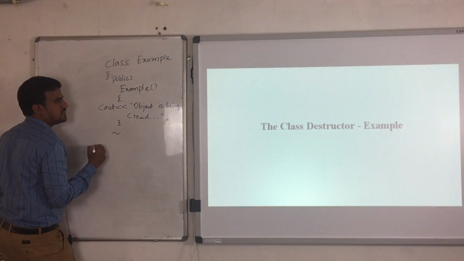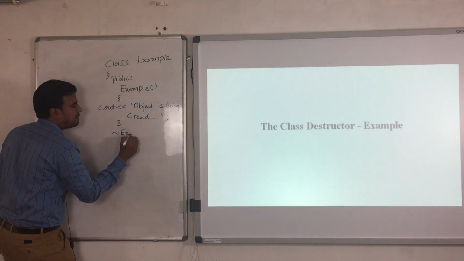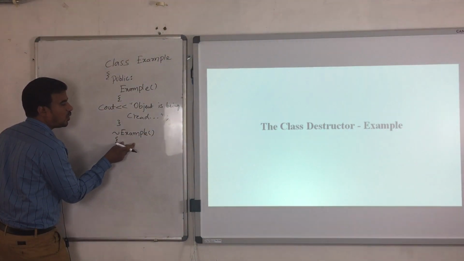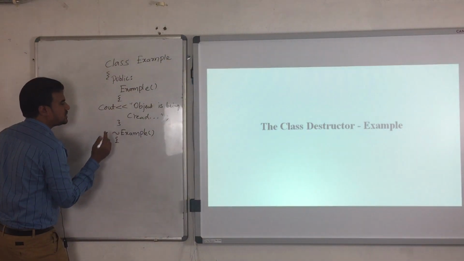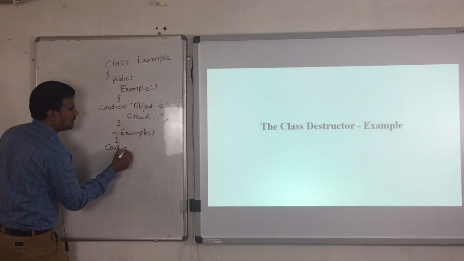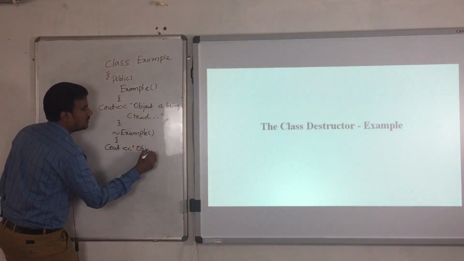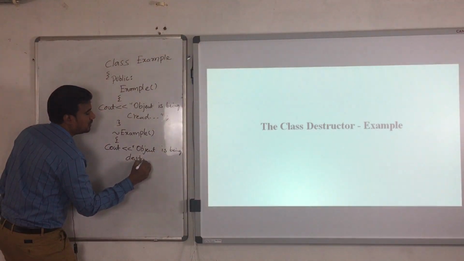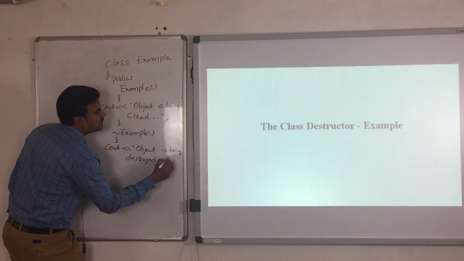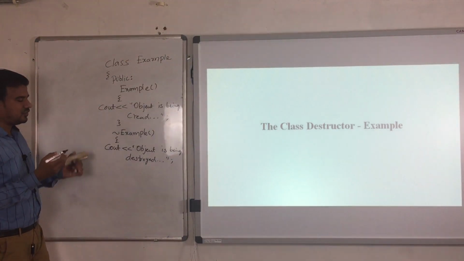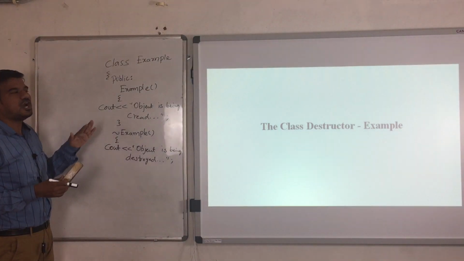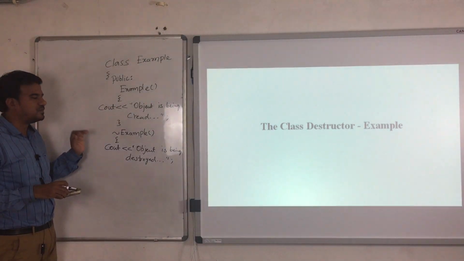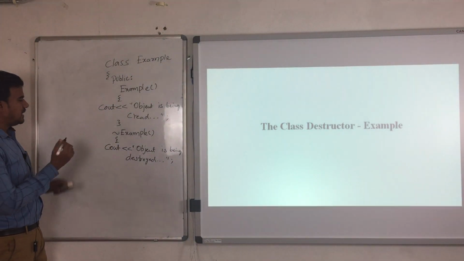Now the destructor, how is the destructor going to be? Simply put the tilde symbol along with the class name, Example of. Yes, this is your destructor, and what this destructor will do is destroy the object. cout "Object is being destroyed." So it has exactly the opposite functionality of your constructor. Where the constructor is allocating the memory and creating the object, your destructor will destroy that object.